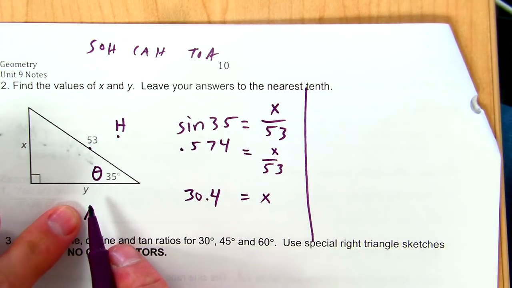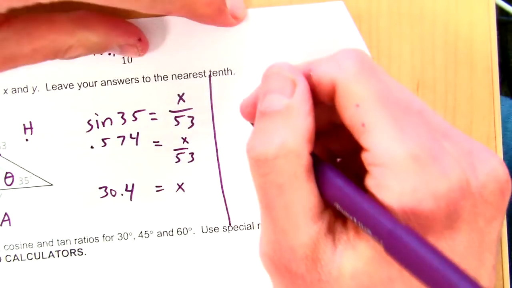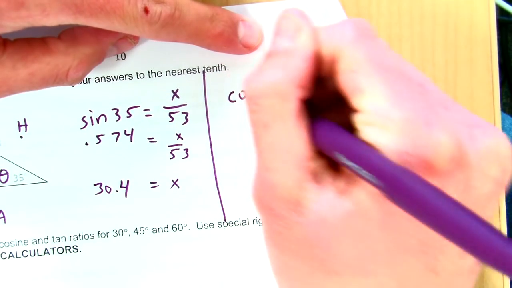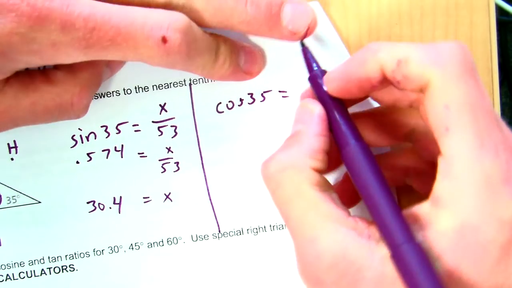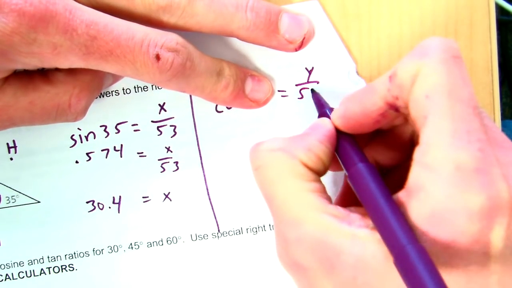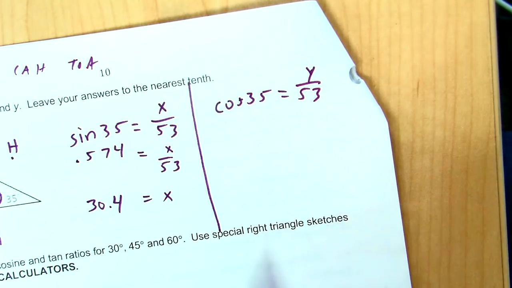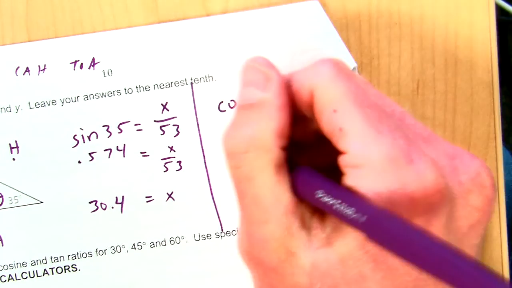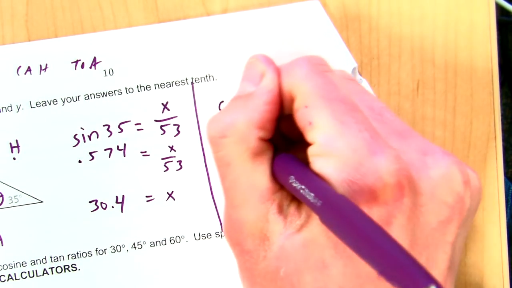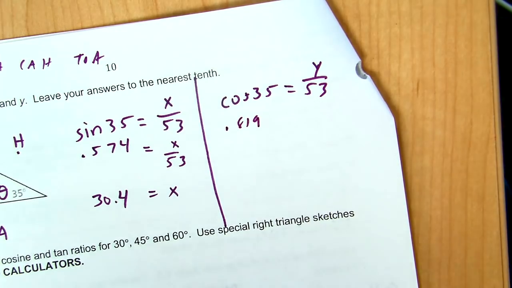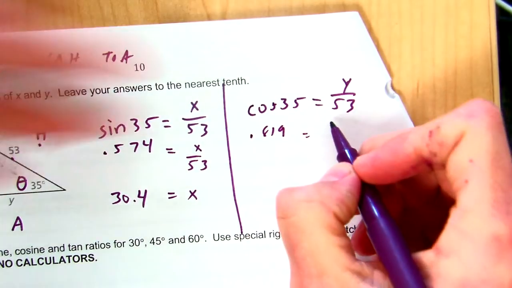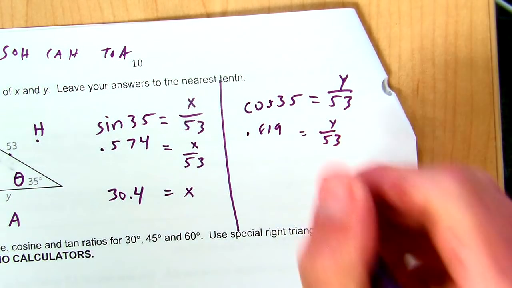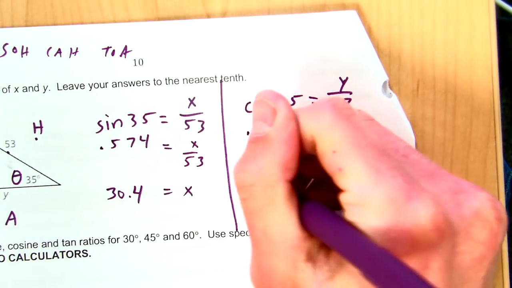So now we're going to solve for y, which is the adjacent side. Since it's the adjacent side, I'm going to use cosine of 35 equal to y over 53, adjacent over hypotenuse. Okay. So you type cosine of 35 in on your calculator. The cosine of 35 is 0.819 equal to y over 53. Multiply each side by 53 again, rounded to the nearest tenth. Y is equal to 43.4.